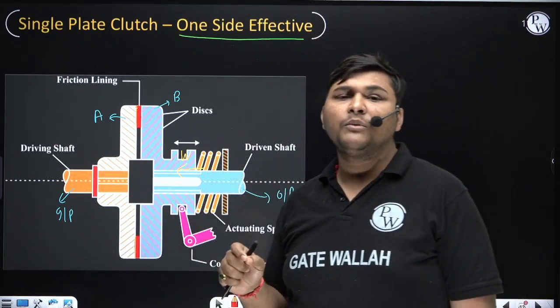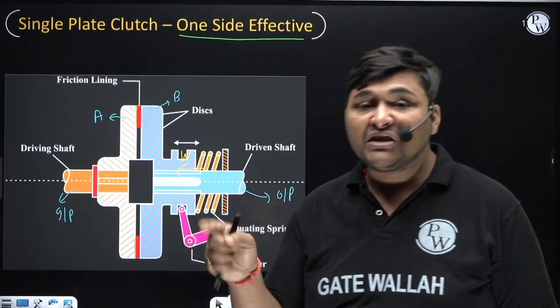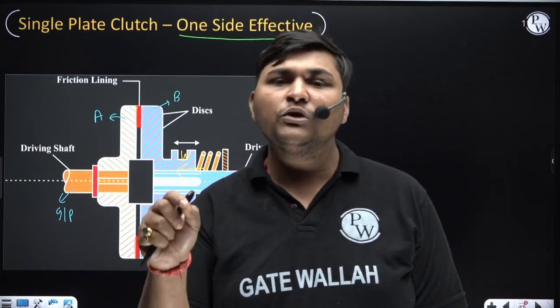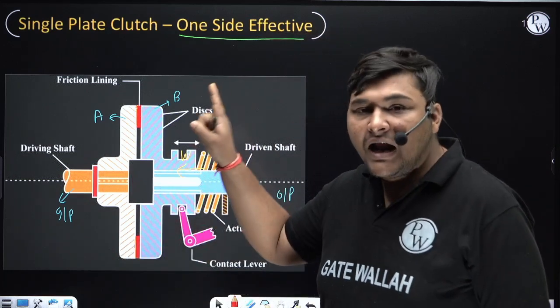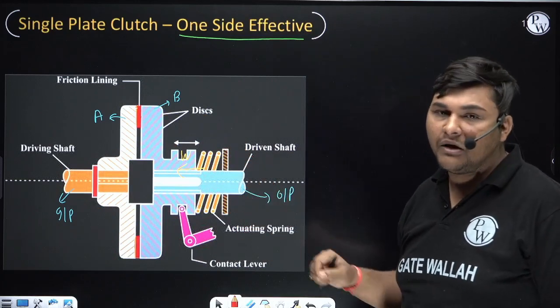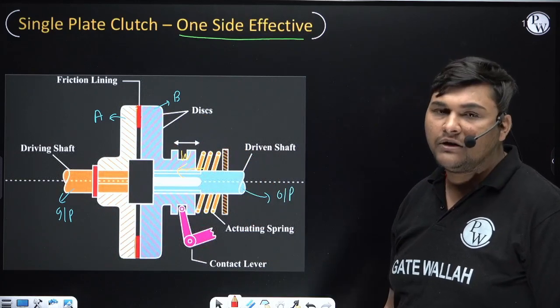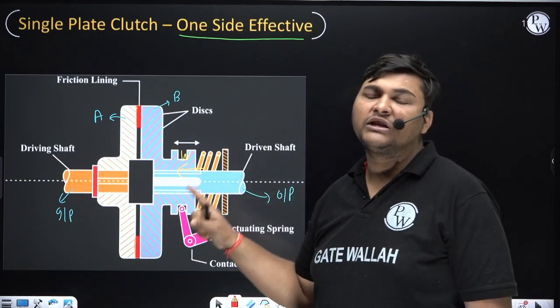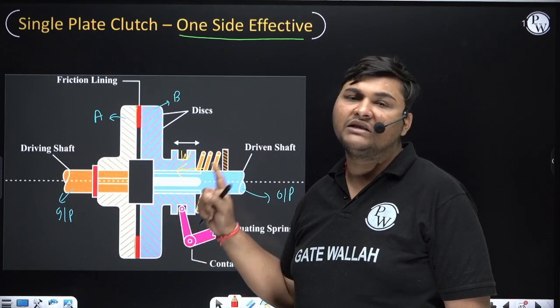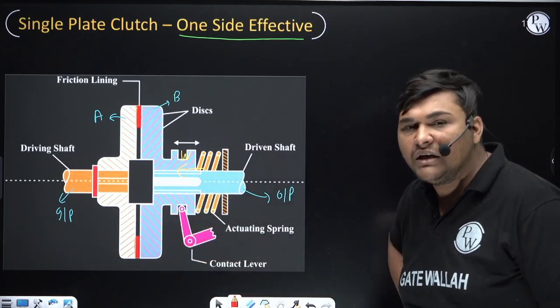And due to normal force, friction force will come. And due to friction force, friction torque will come, which will be transmitted from the input shaft to the output shaft, because they are engaged forcefully. And since we are using friction to transmit torque from the input shaft to the output shaft, this clutch is an example of a friction clutch.